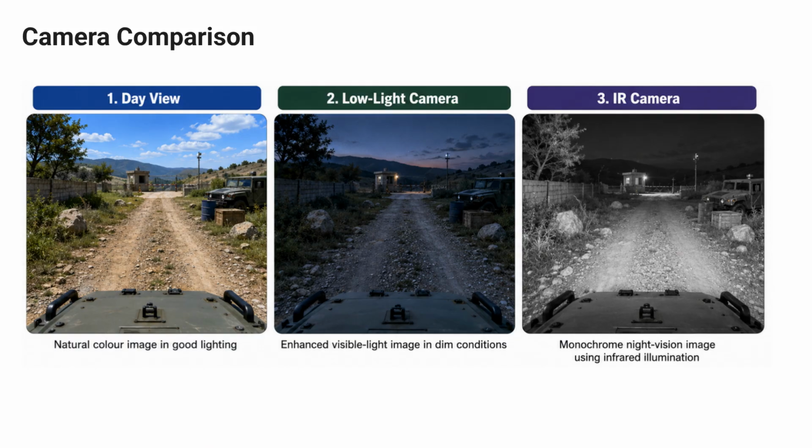The key point is simple. Day cameras provide color, low-light cameras enhance limited light, and IR cameras provide visibility when normal light is no longer sufficient.